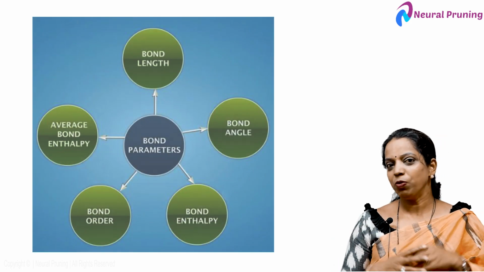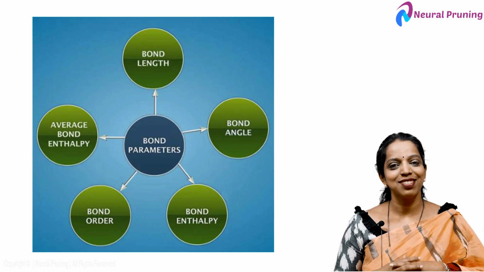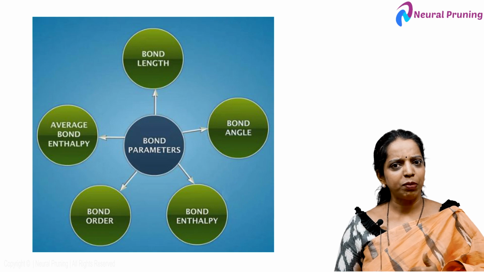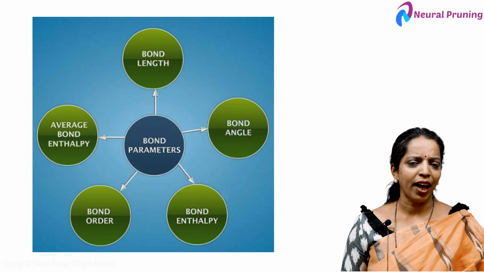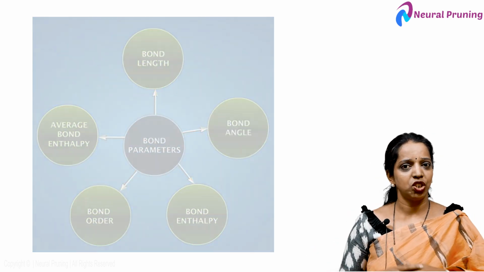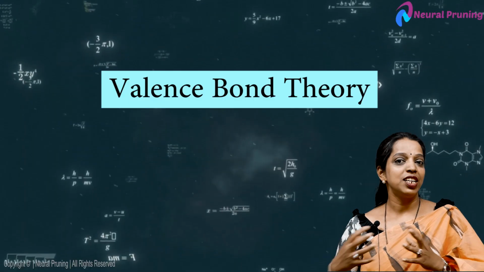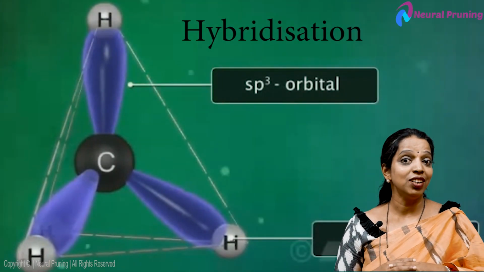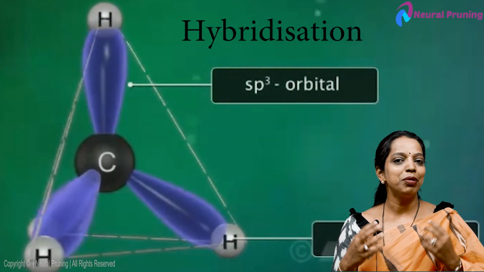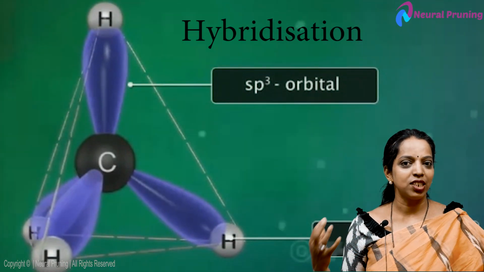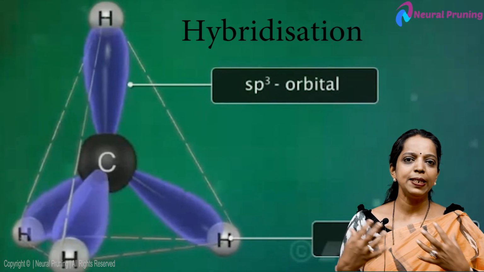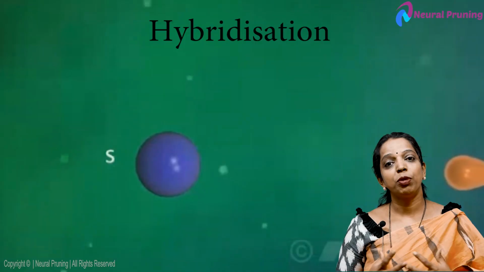That is a new concept which you have not learnt in your lower classes, called bond parameters. Under bond parameters, you will have bond length, bond angle, bond dissociation energy, and so on. Once you have learnt about this, we will move to the valence bond theory. Here there is a new terminology you will be learning in this chapter, called hybridization. What is hybridization? As you all know, there are S, P, D and F orbitals, and they form new hybrid orbitals.